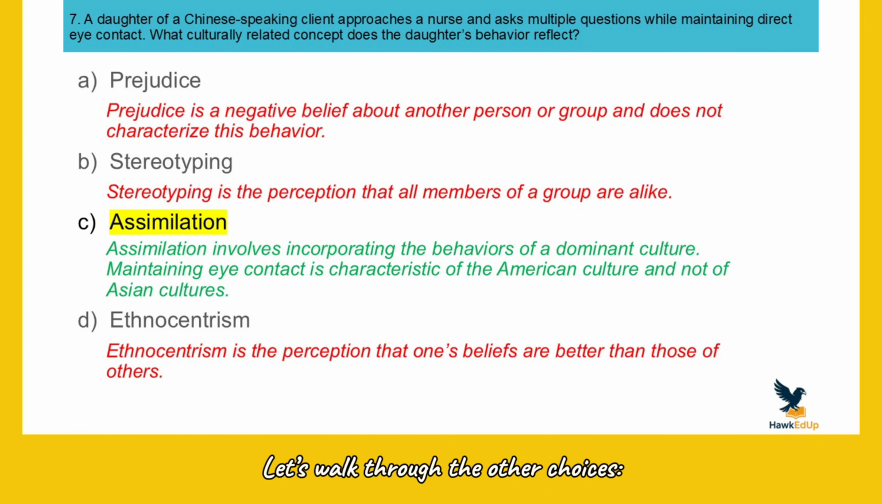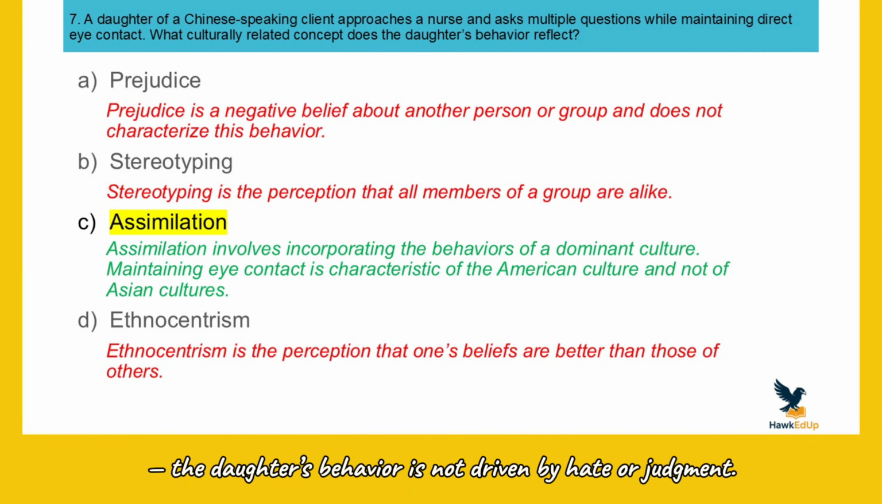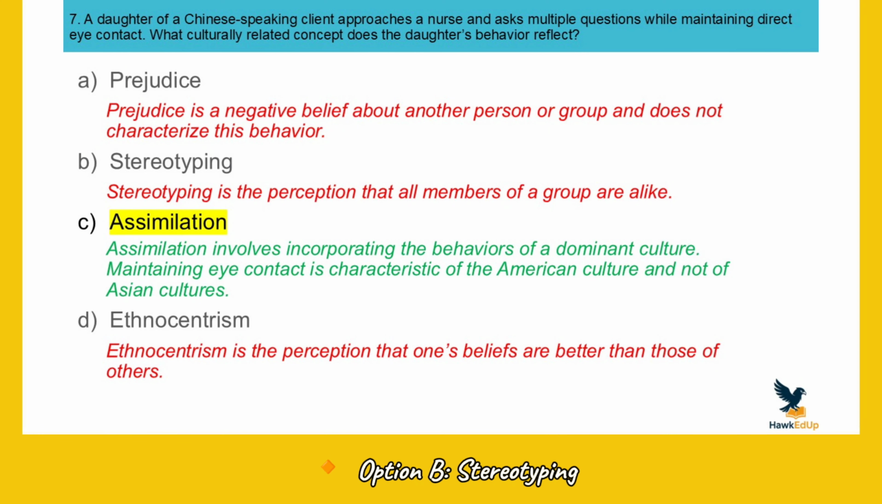Let's walk through the other choices. Option A. Prejudice. Prejudice involves negative beliefs or bias against another group. That's not what's happening here. The daughter's behavior is not driven by hate or judgment. Option B. Stereotyping.